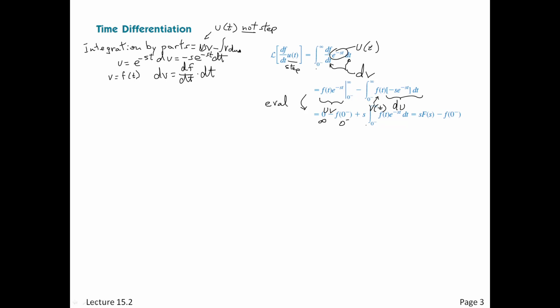Okay, now the second part evaluates to what? We're plugging in, we get the integral. This is not a bracket, it's an integral. And we get, pull this out, minus s times a minus is plus s, e to the minus st f of t dt.